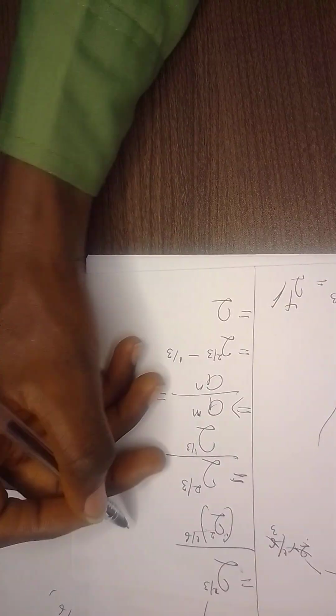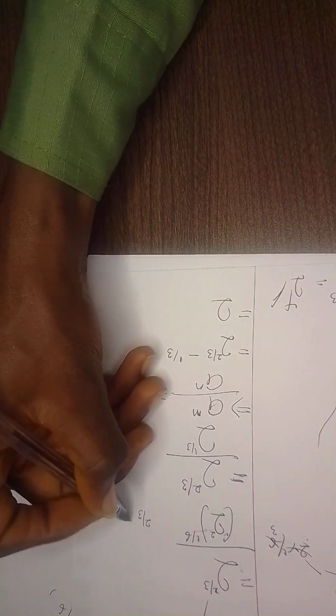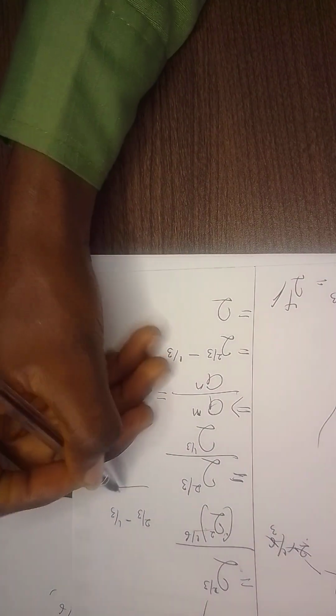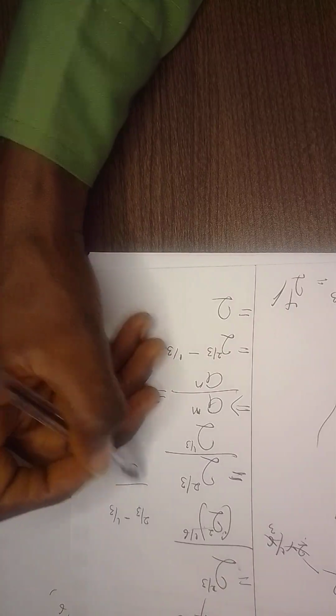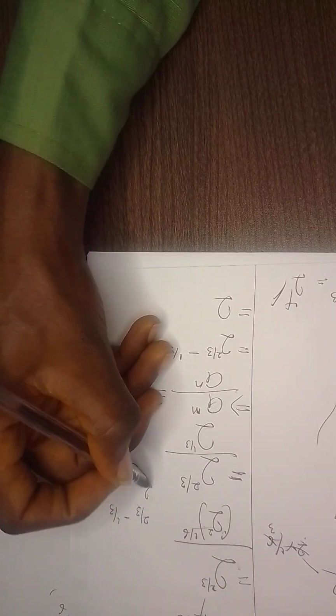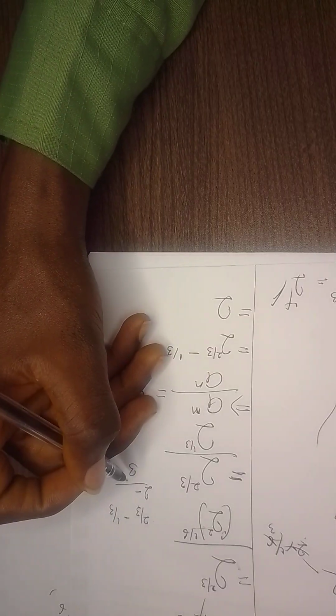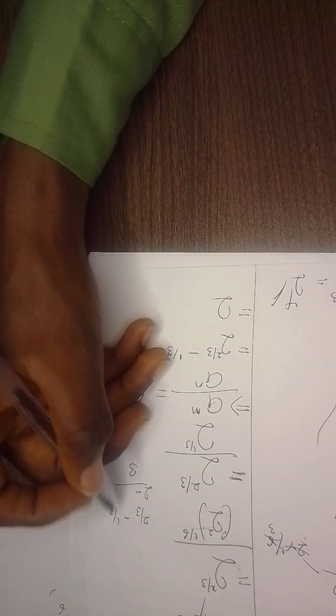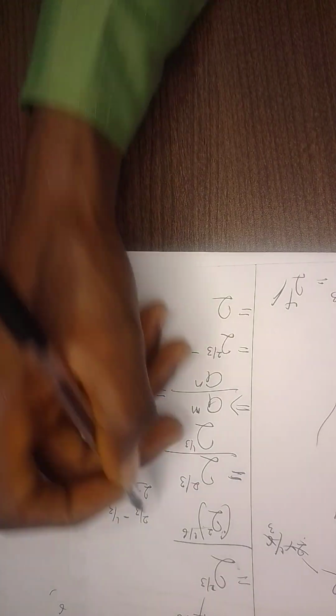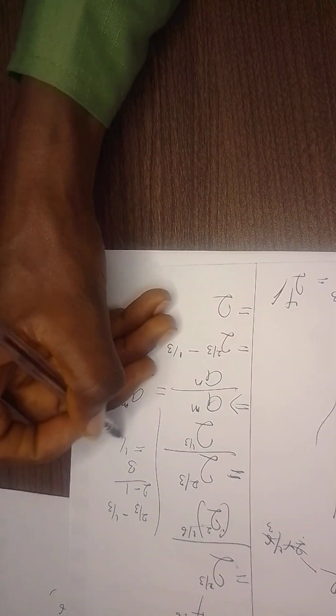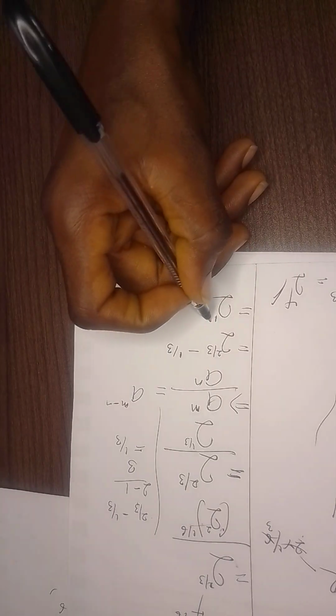2 raised to the power of, here you're going to apply your fractions. 2 over 3 minus 1 over 3. LCM is 3. How many 3 can you get in 3? 1. 1 times 2 is 2. Minus, how many 3 can you get in 3 is 1. 1 times 1 is 1. Then you have 2 minus 1 is 1. That's 1 over 3. So you have 1 over 3.